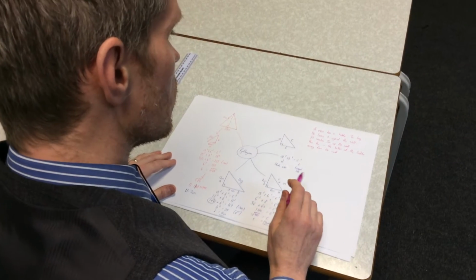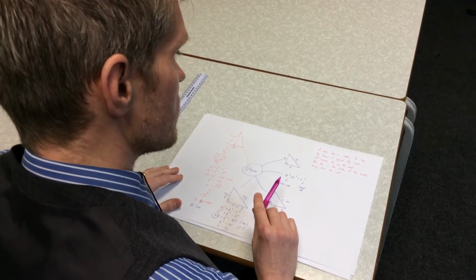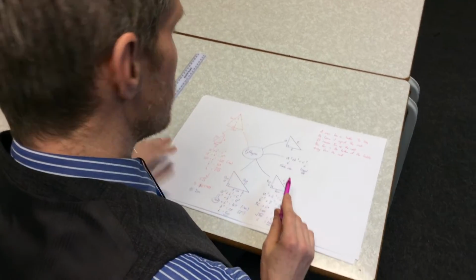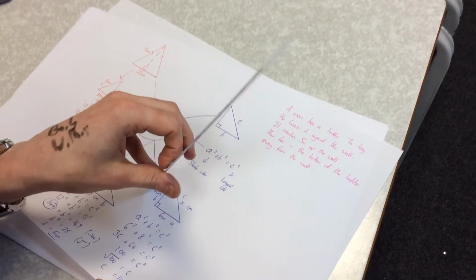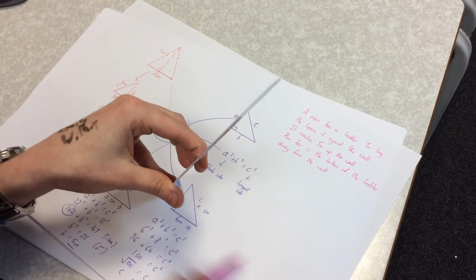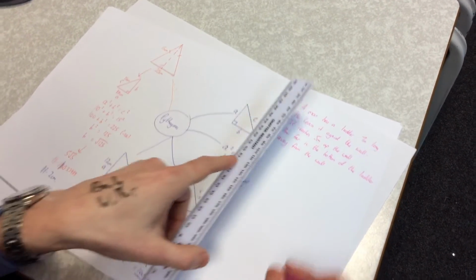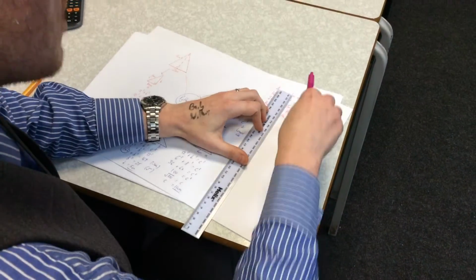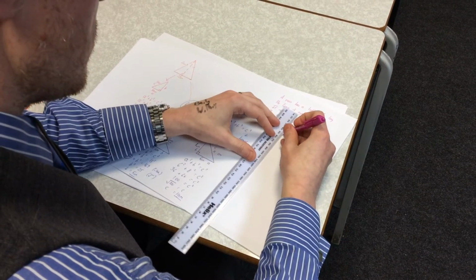Right, and the last bit we're going to look at is a bit of application of Pythagoras. So, basically a man's got a ladder and he's going to lean it up against the wall, and we have to figure out how far from the wall this ladder is. Okay, so we're going to draw a little diagram to turn these words into a diagram.